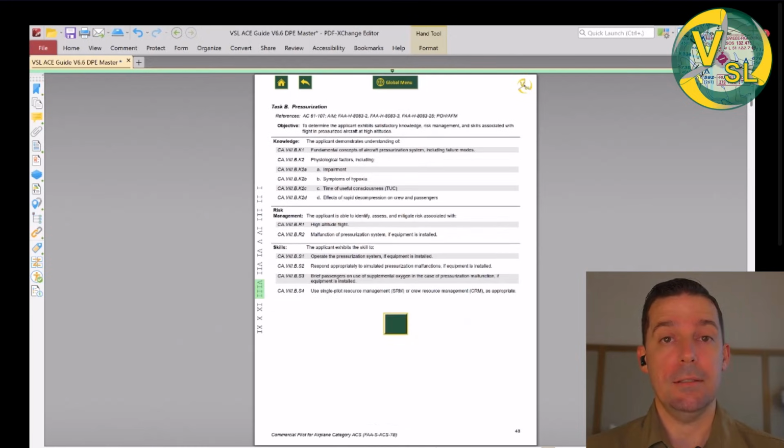That'll be the first place in your flying career where you're exposed to, hey, what's a pressurization system, what's an oxygen system or supplemental oxygen, and how to use that.